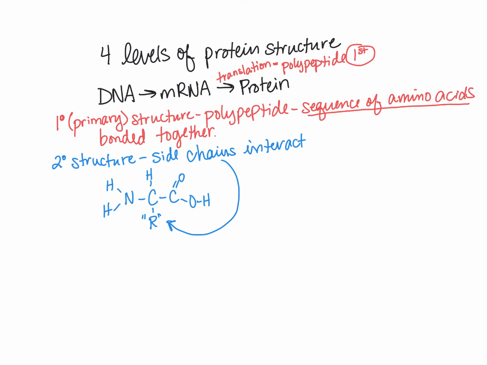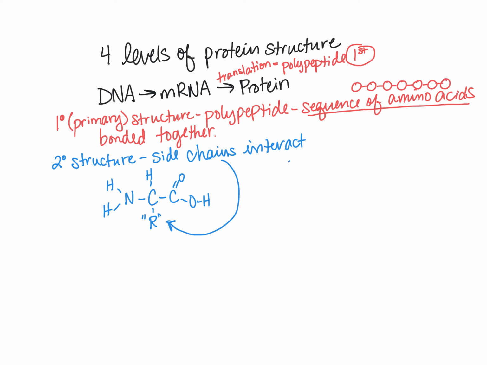And so of our 20 amino acids, these side chains can be very different. Some of them are hydrophilic, some are hydrophobic, some are polar, some are nonpolar. It just depends on which amino acid it is. And so these side chains start either attracting each other or repelling each other. And in doing so, it causes this amino acid sequence, which we typically draw out as a straight line, to start making these helices.